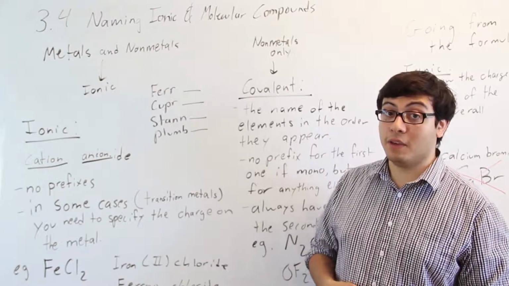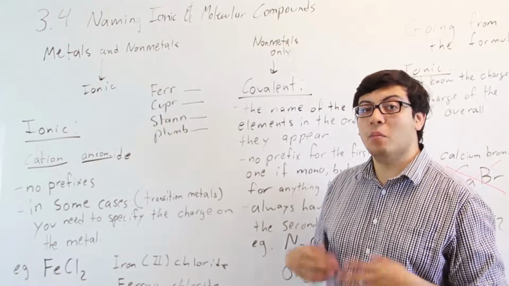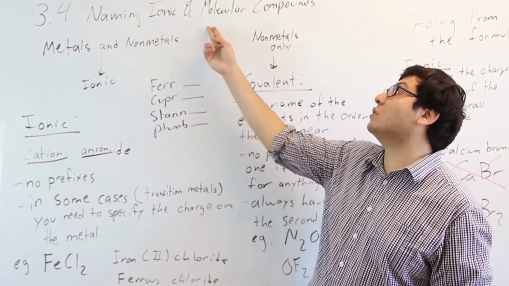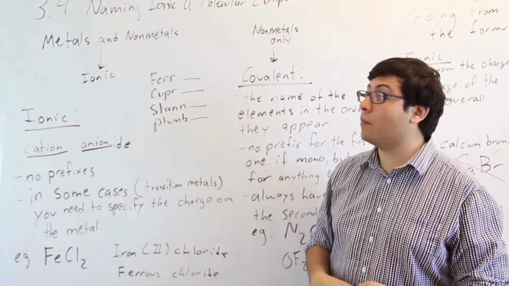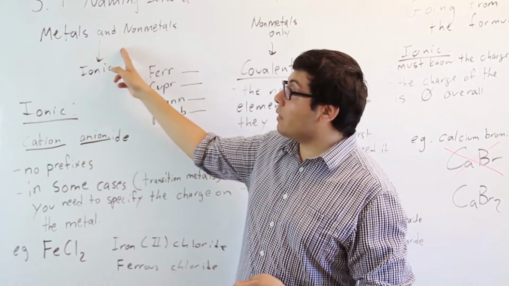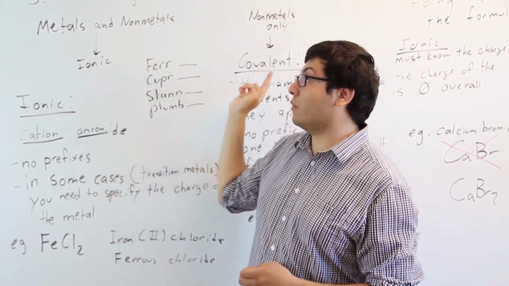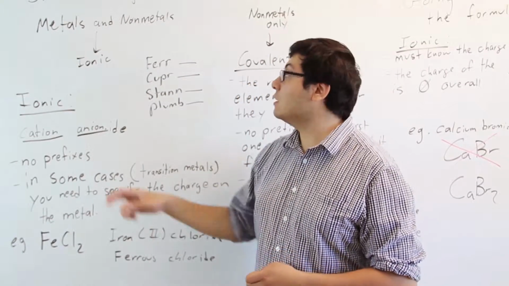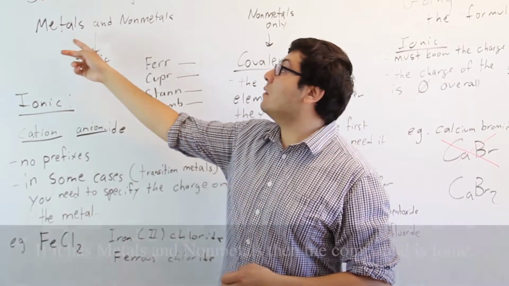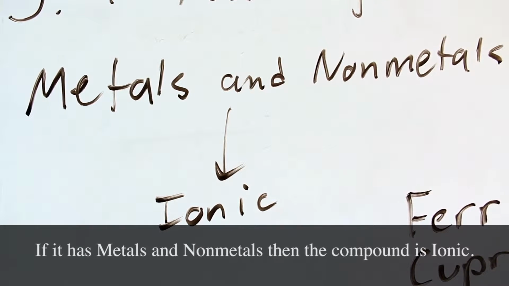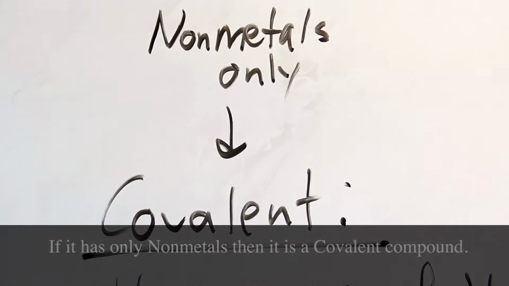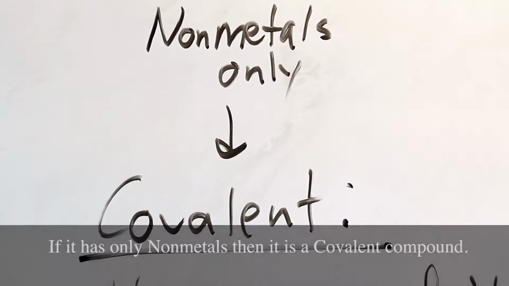Now let's take a look at naming ionic and molecular compounds. Molecular is just another word for covalent, so you could easily say covalent compounds. The easiest way to tell if something is ionic or covalent, because there are different naming conventions, is to look at what it's made out of. If it has metals and nonmetals, it's an ionic compound. If it has only nonmetals, it's covalent.